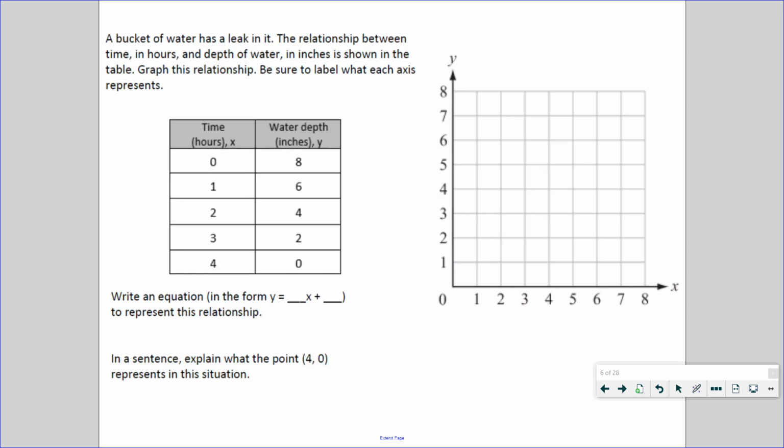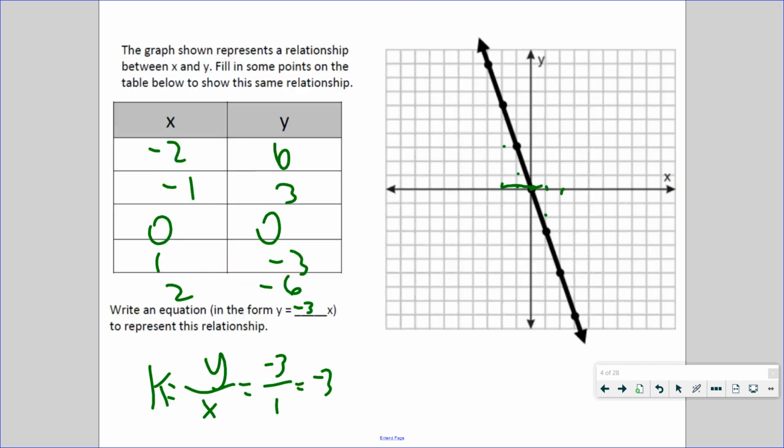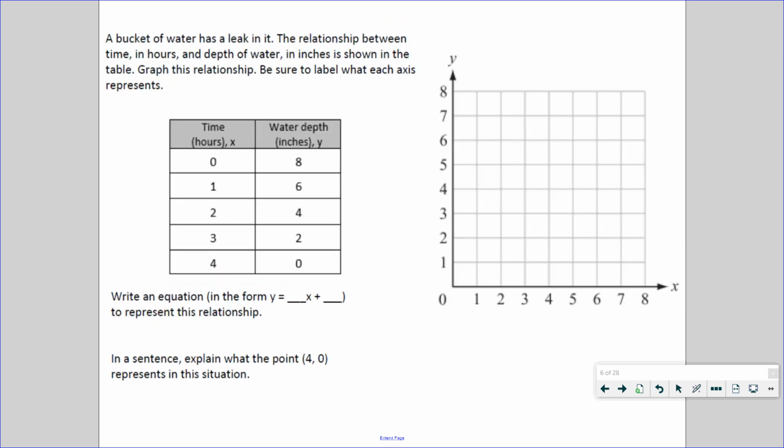Next one. Now let's get a little harder. So those were 6th grade type questions. Now let's get to the 7th grade type of question. A bucket of water has a leak in it. So we know that's not good. The relationship between time in hours and depth of water in inches is shown in a table. Graph this relationship. Be sure to label it. So this is time, and this is water depth.